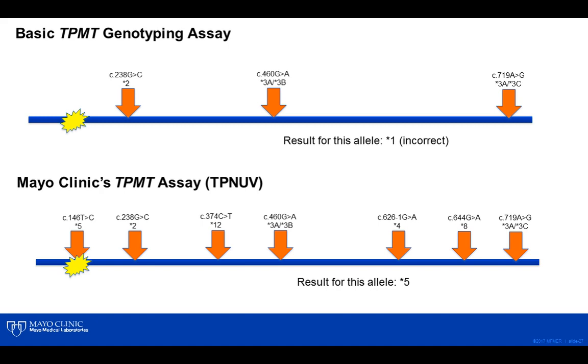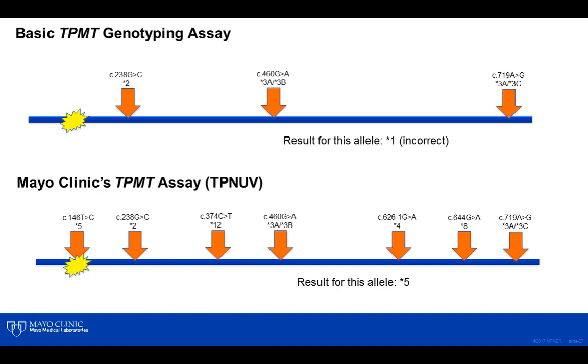In the assay that did not detect this variant, on the top, the patient would incorrectly be assigned the *1 genotype and be classified as a normal metabolizer. This could place the patient at risk for thiopurine toxicity because the provider would likely use a standard dose of therapy rather than reducing the dose. In contrast, in the assay on the bottom, the allele was detected and the patient was correctly assigned the *1/*5 genotype and an intermediate activity, and therefore probably would have received a reduced dose.